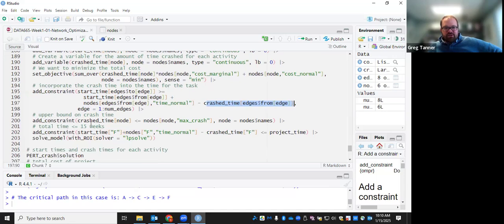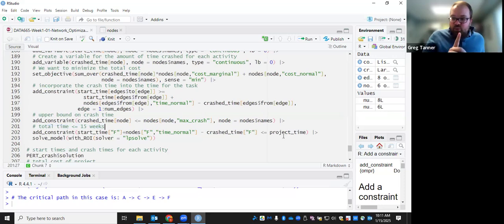We're going to want to add constraints that provide an upper bound on the amount of time that we've crashed. And so the crash time has to be less than or equal to that node's max crash. And we're going to have that for each of the nodes. And then we add one more constraint with our goal, which is that the total time is less than 15 weeks. And so the final activity in this case is activity F. And so start time for F plus normal time for F minus crash time for F has to be less than or equal to the project time.